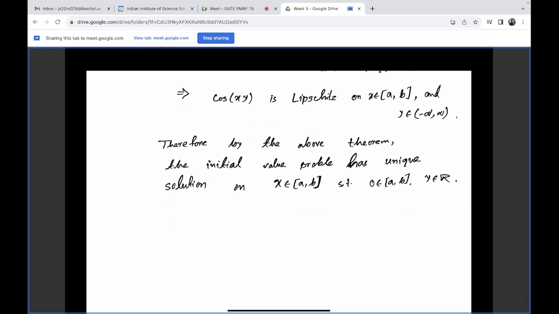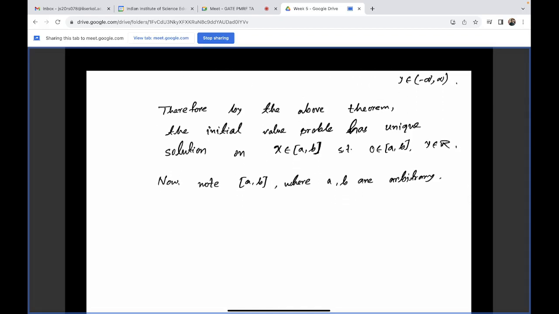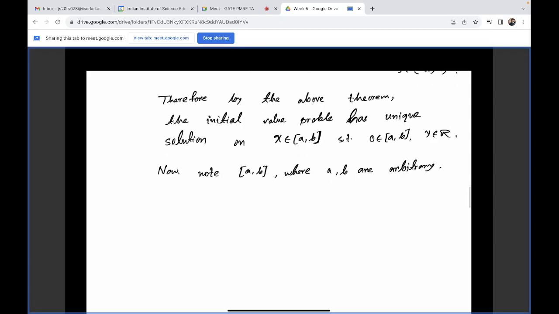And now note that this AB is arbitrary, right? Note here this interval AB is arbitrary, so that it will contain 0. So therefore the theorem is true for any compact interval, right? Which is the same as saying that this has a unique solution for all x in R, right?